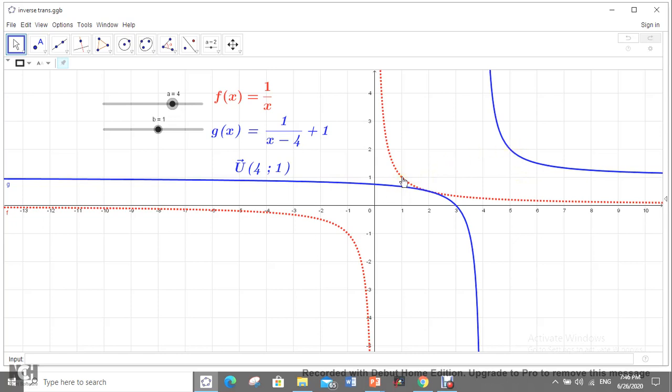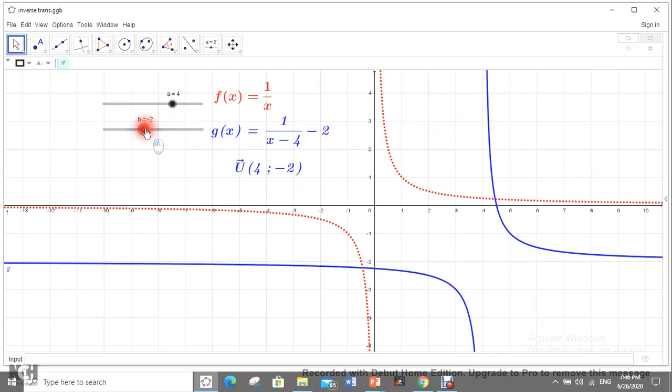I advise you to choose these 3 points. This point (1, 1), move it, translated by the translation vector, which is 1, 2, 3, 4 units to the right and 1 unit upward, to get this point. After that, choose the points (2, 1/2) and (1/2, 2). Translate these 2 points by this vector to get these 2 points, and at the end, join them to get the curve of g of x.